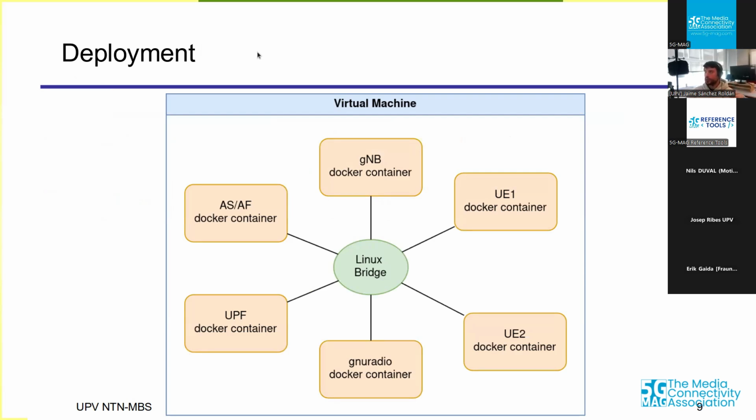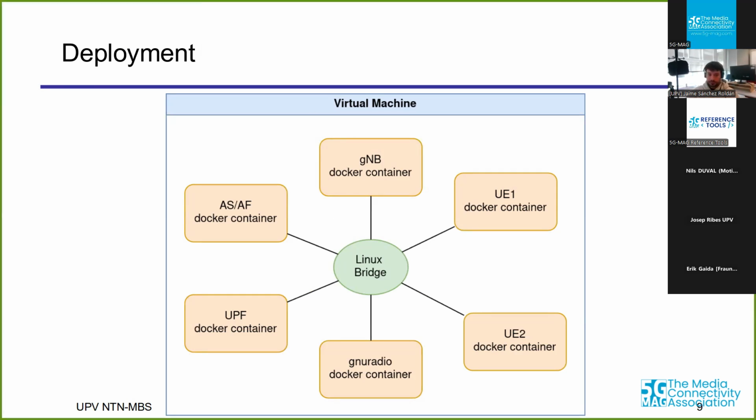And now my colleague Josep is going to explain how we have deployed the implementation and show you a demo. Okay. Hi. So I'm going to explain the deployment of the demo that we are going to perform now. Everything is running in a single virtual machine, and we use Docker containers to deploy each of the components of the system, and all of the components of the gNodeB, the UEs, and the core are connected over a Linux bridge.